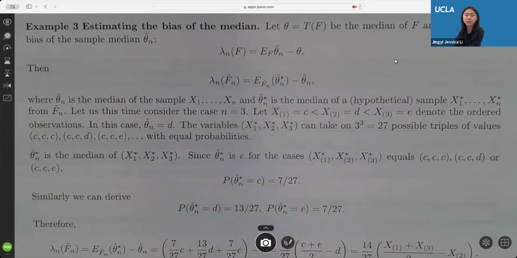Let us this time consider the case of n equals 3. The sample size is still very small, so we can do enumeration. That's why we want to do enumeration, to demonstrate the idea.